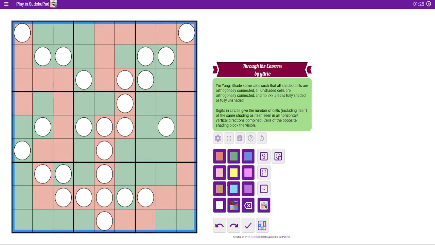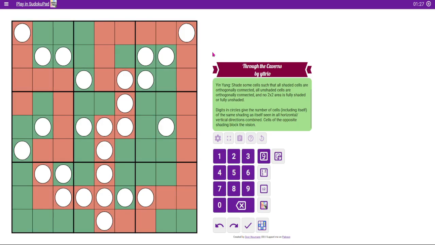And then let's just go down to the next one with the same shading up here. Digits in circles give the number of cells, including itself, of the same shading as itself, seen in all horizontal and vertical directions. Cells of the opposite shading block division.